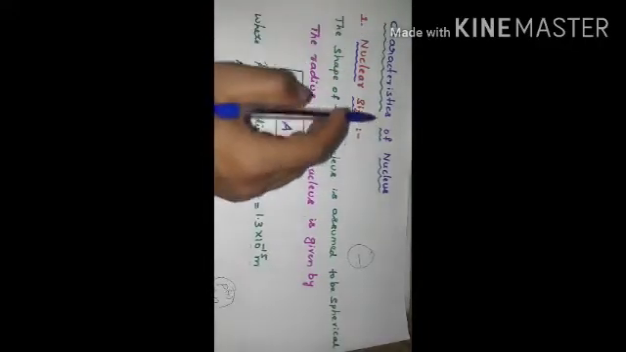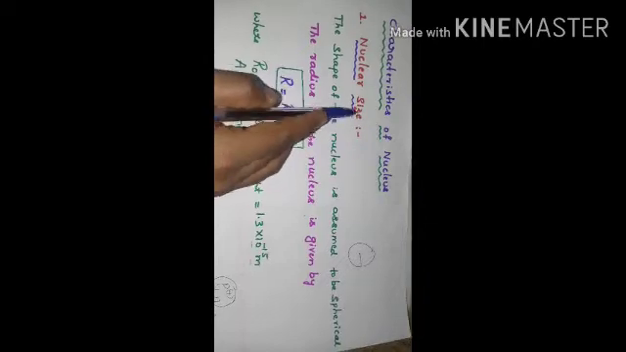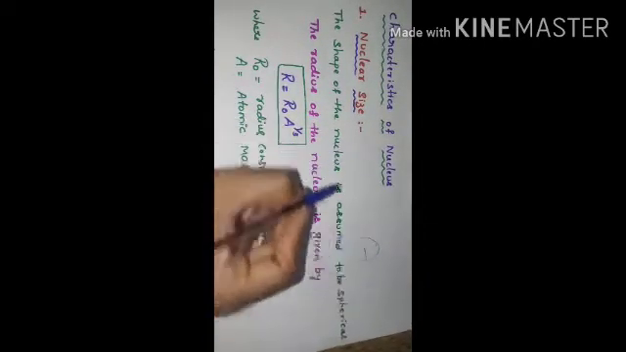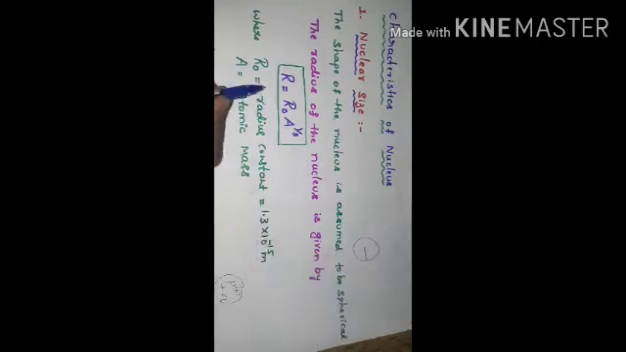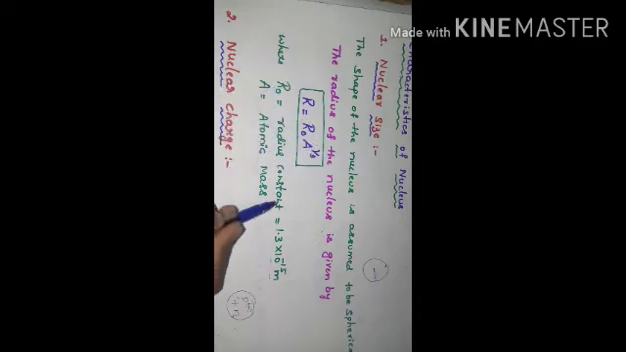Now, what are the characteristics of the nucleus? First characteristic is nucleus size. We already know that the shape of the nucleus is assumed to be spherical. The radius of the nucleus is given by the relation r is equal to r naught A to the power of 1 by 3, where r naught is called the radius constant.